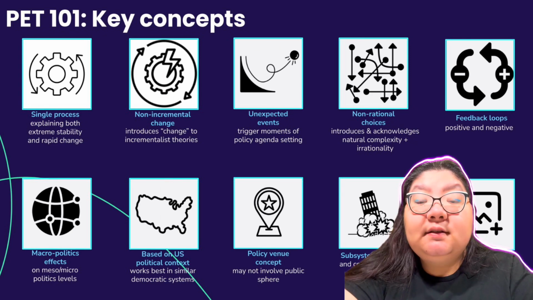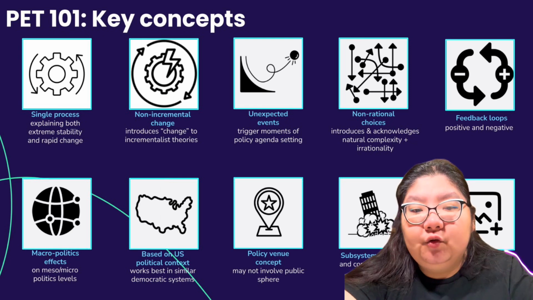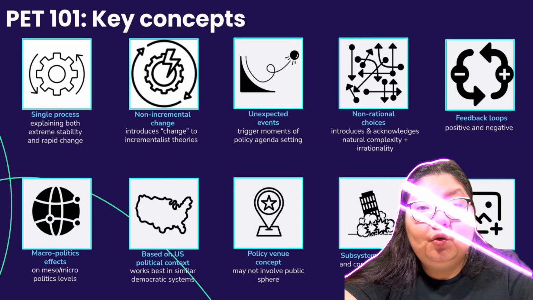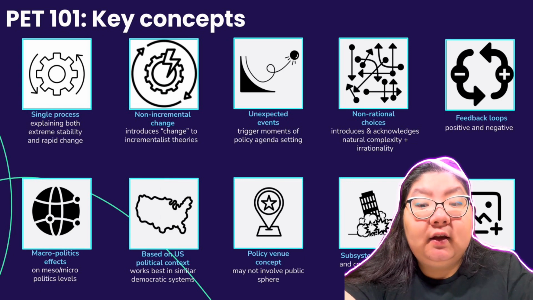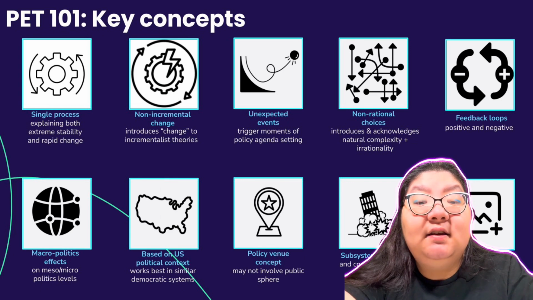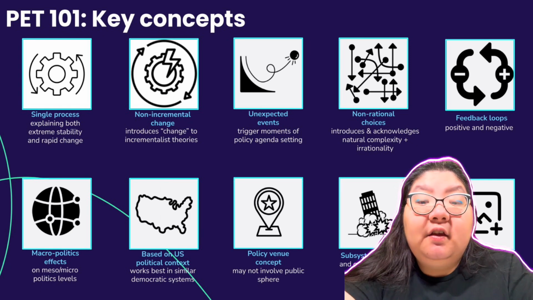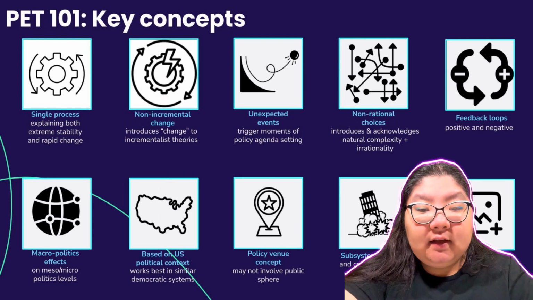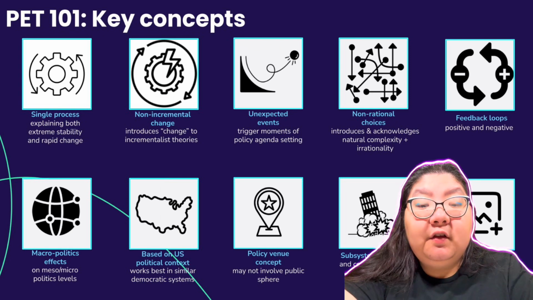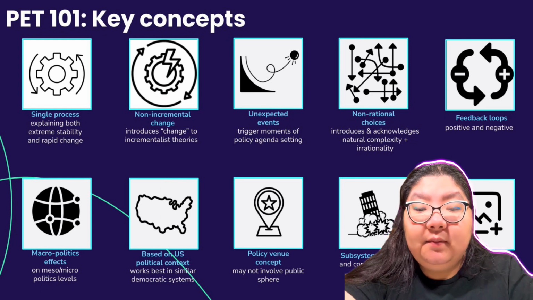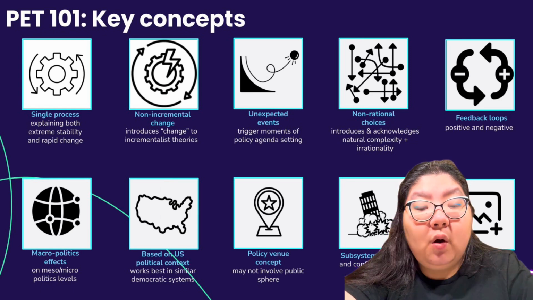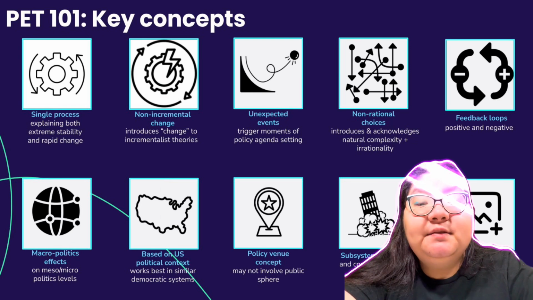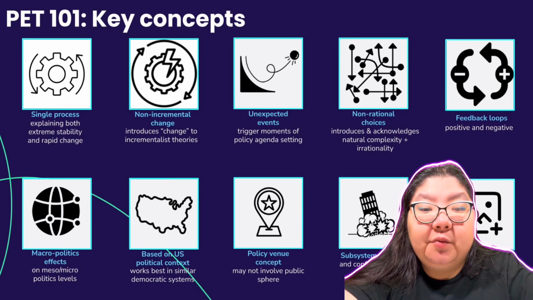So the next key concept is non-rational choices. The theory can be taken as opposing key concepts of rational choice theories by introducing and acknowledging natural complexity and irrationality. And the theory acknowledges the chaotic nature of humans. The next key concept is feedback loops. So the theory defines that negative feedback loops tend to support the status quo, and positive feedback loops tend to be the impetuses for change as potential explosive change moments.